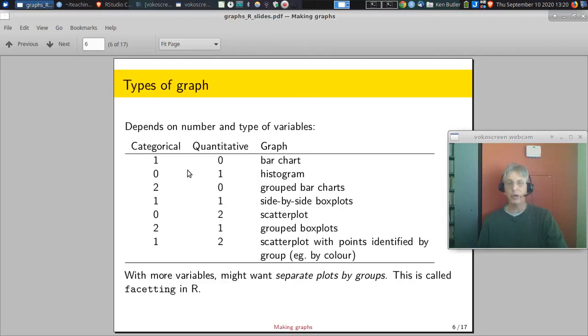What you do first is you say, how many variables do I want to include in my graph? What kind of variables are they? So knowing about the difference between categorical and quantitative is important.